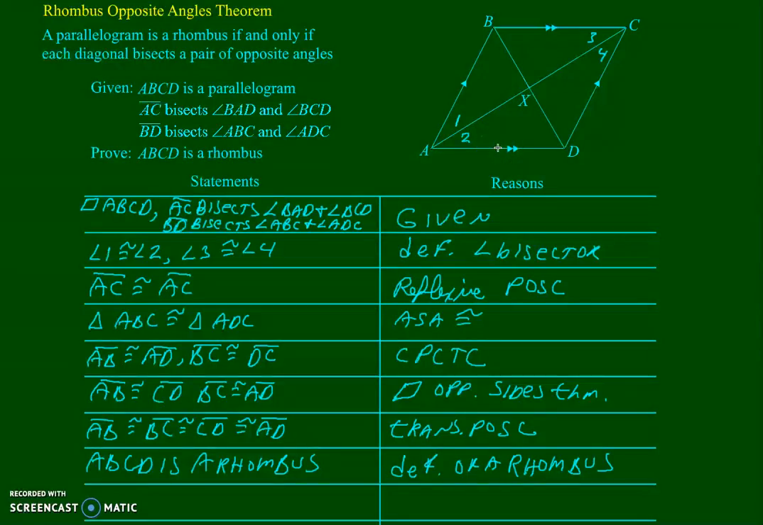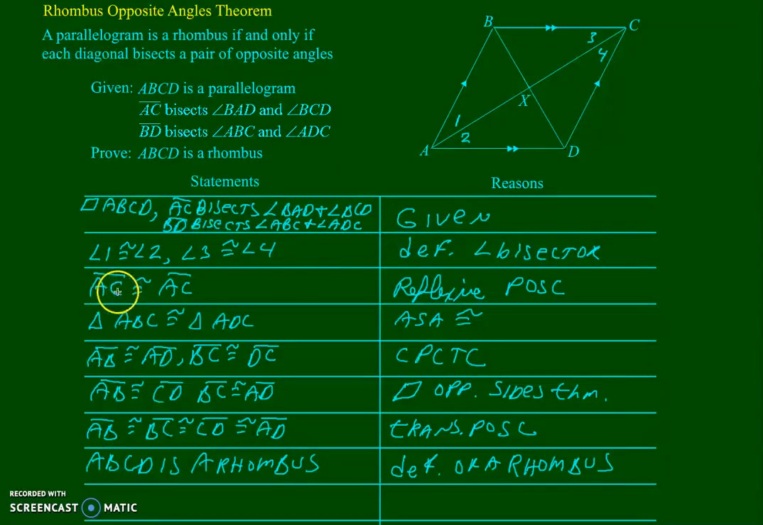Let's go ahead and give it a shot. So here we have the given that ABCD is a parallelogram, AC bisects BAD and BCD, BD bisects angle ABC and ADC. So our first step is going to be to say that angle 1 is congruent to angle 2. We're using this bisector idea here. Also, angle 3 is congruent to angle 4. And that's the definition of an angle bisector.